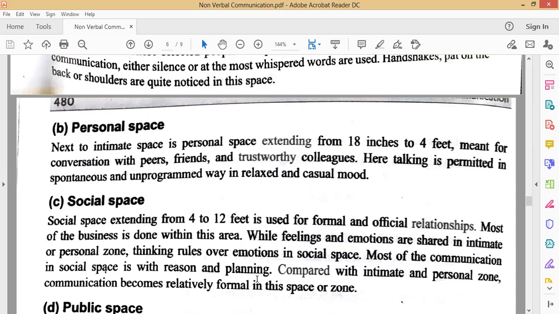Third is the social space. In the social space, when we talk about formal relationships, who did you have a formal relationship with? Your teachers. Okay, so when you talk with teachers, your distance increases even more. The faculty, whoever it is at college or school, when you talk with them, the distance that you share increases, right? So this can be taken as an example for your social space.